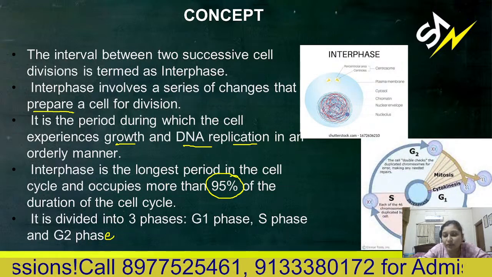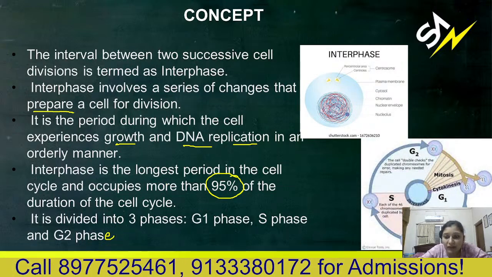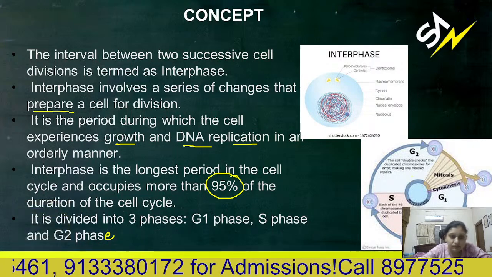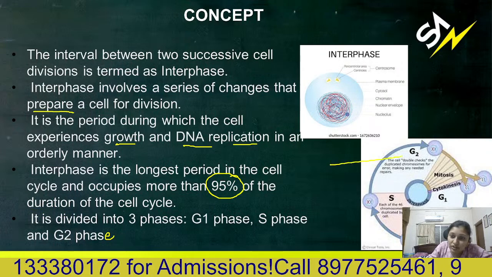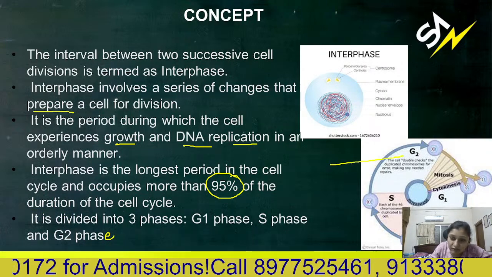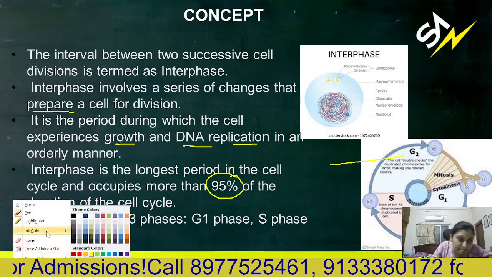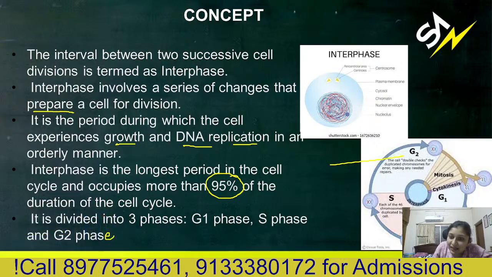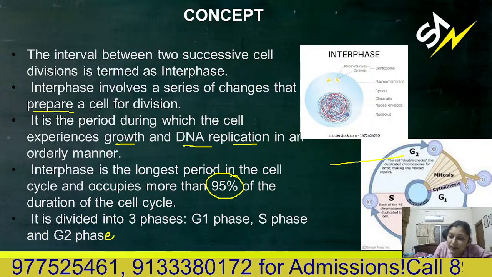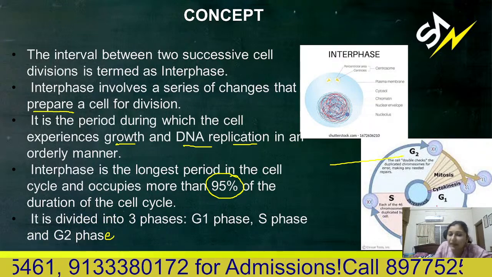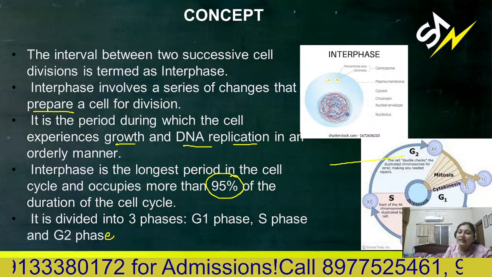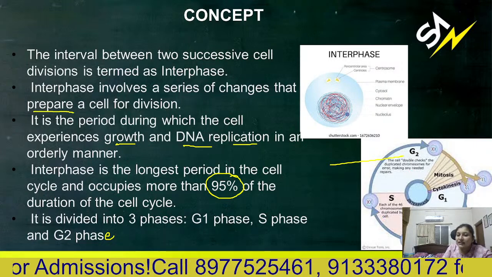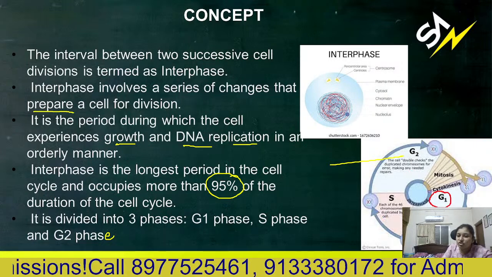So this is how it will be. So this is G1 phase. In G1, the cell is growing, it will duplicate things, it will make whatever is required for DNA replication. Enzymes, proteins, all these things required for DNA replication are synthesized in the G1 phase.